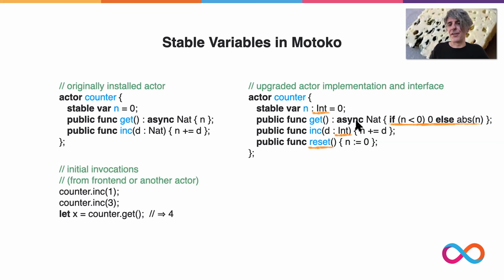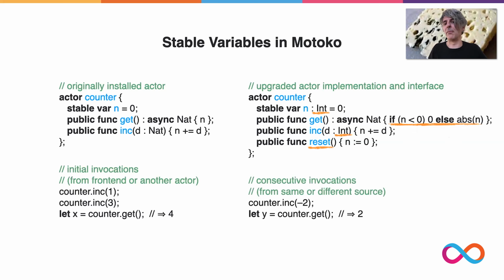To adjust for that, I now have to change the implementation of the get method, because that still promises to deliver a nat, and I could not change that to int because that would be a backwards incompatible change, right? There might be existing clients that expect a nat, so if they suddenly see an int, they would break. So I would not be allowed to change that to int. If I wanted to have that, I would have to introduce another get method that returns an int.